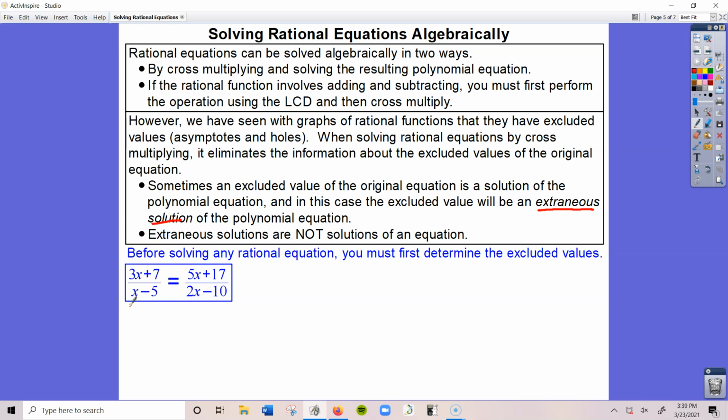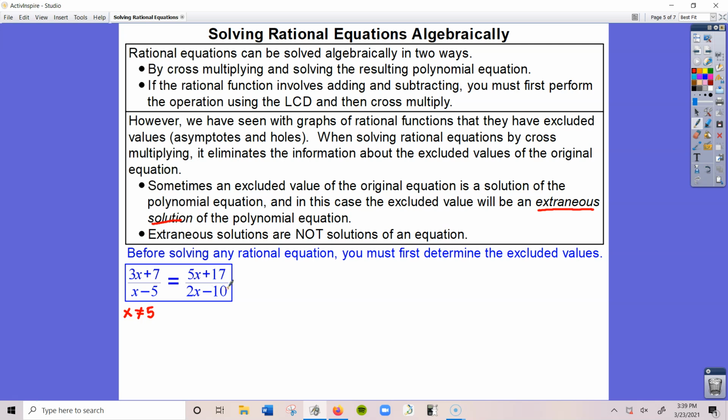So that way we know when we solve this rational equation, if we get that as an answer, it is not actually a real answer, but rather an extraneous solution, an extra solution that doesn't actually work. Here, when we look at this denominator, we have x minus 5, and if we set that equal to 0, we get that x cannot equal 5.